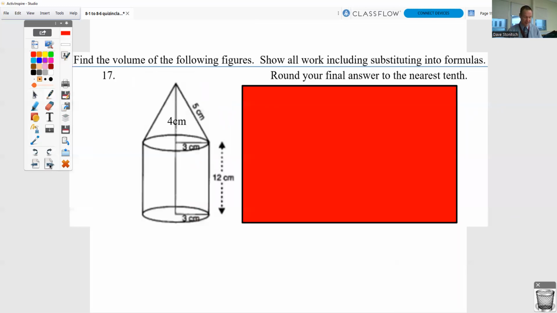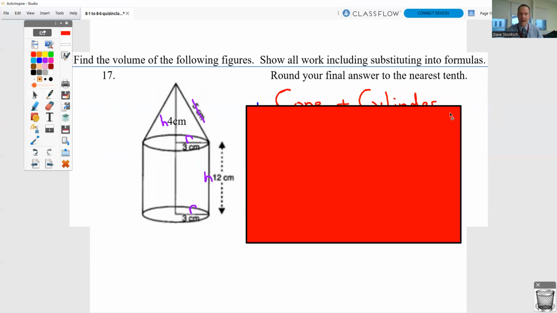In questions 17, 18, and 19, you have your combinations of shapes. In this one, we have a cone sitting on top of a cylinder. So the first thing that I'm going to do is go through and identify my parts and pieces. The height of the cone is 4. The radius of the cone is 3. The height of the cylinder is 12. The radius of the cylinder, either at the top or the bottom, is 3. This 5 is extra information that you don't need. It's there to confuse you.